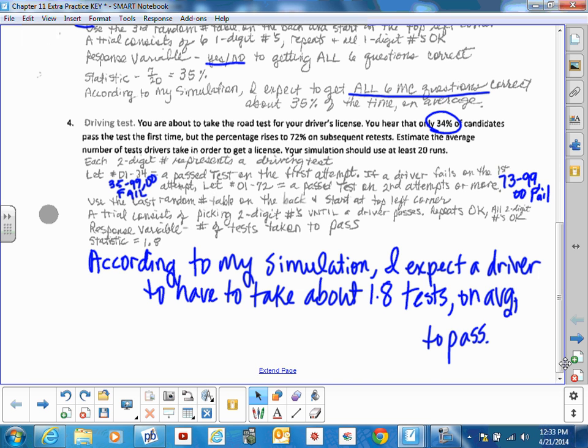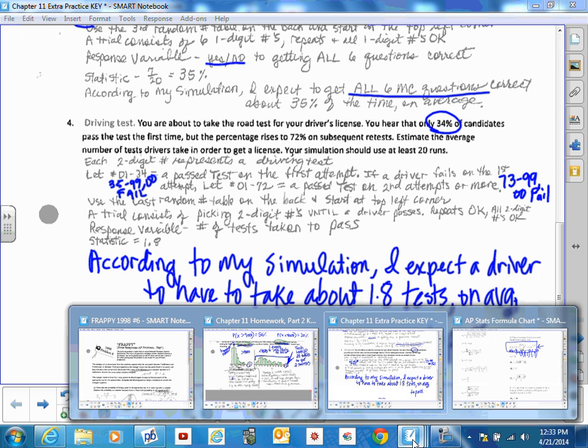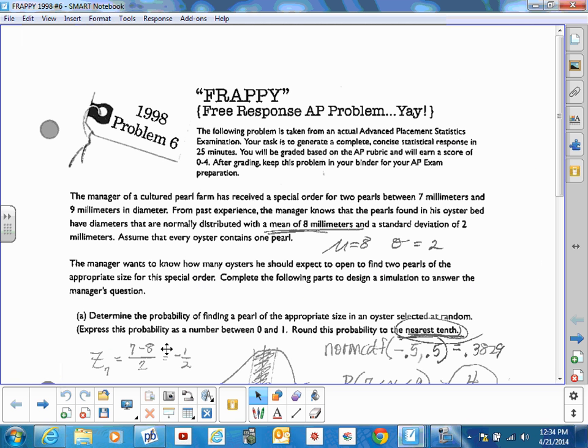So your FRAPPY was an actual number 6 on the free AP response problems, way back in 98. So that was a long time ago. So I honestly think this is probably a little easier number 6 than they have had since, because the test started in 97. So they were still kind of playing around with the kinds of things they expected people to know and at what difficulty level. I think this is probably a pretty easy, straightforward number 6, especially in part A.